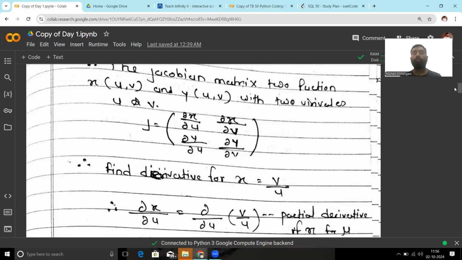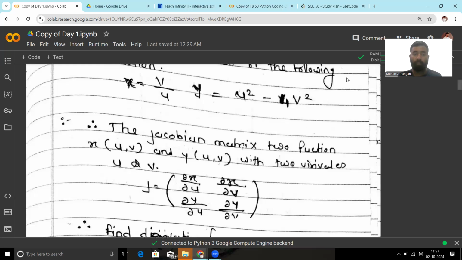We find the Jacobian matrix by first finding the partial derivatives of the functions, and then we get the Jacobian matrix. First we solve the partial derivatives, and then we create the Jacobian matrix. Our problem is x equals v upon u and y equals u square minus 4v square.